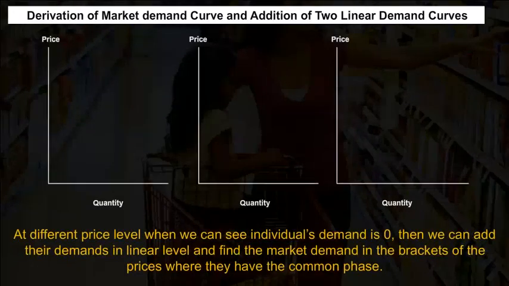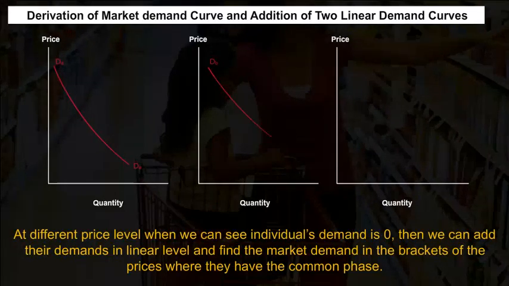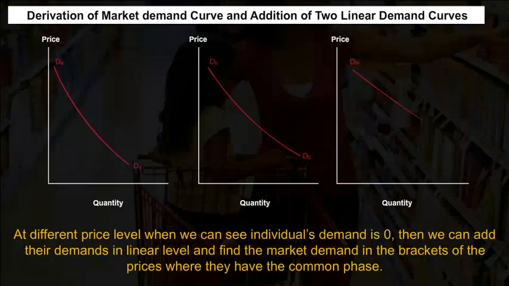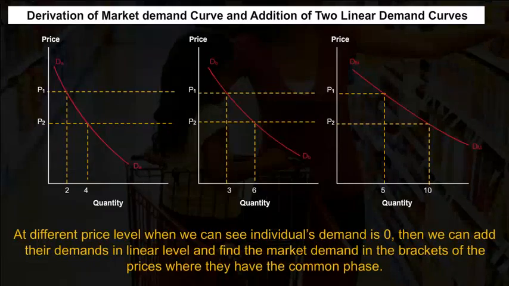At different price levels, when we can see an individual's demand is zero, then we can add their demands in linear form and find the market demand in the brackets of the prices where they have the common phase.